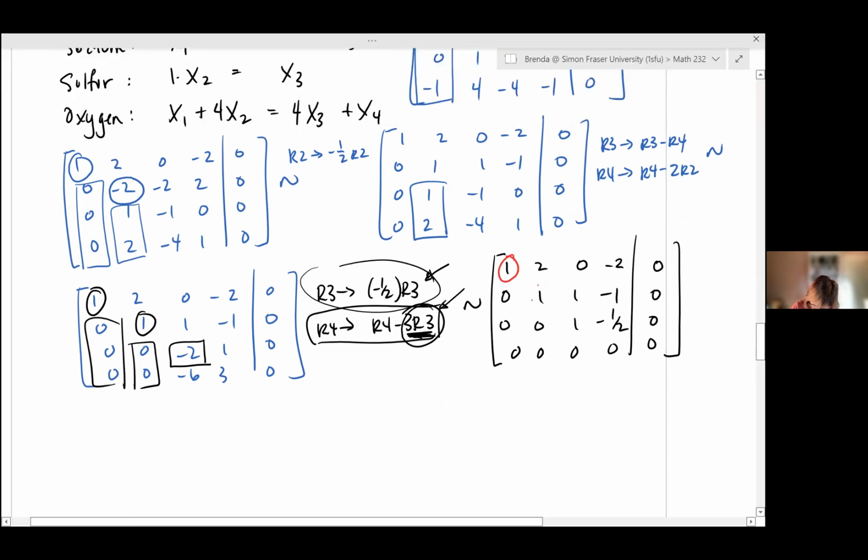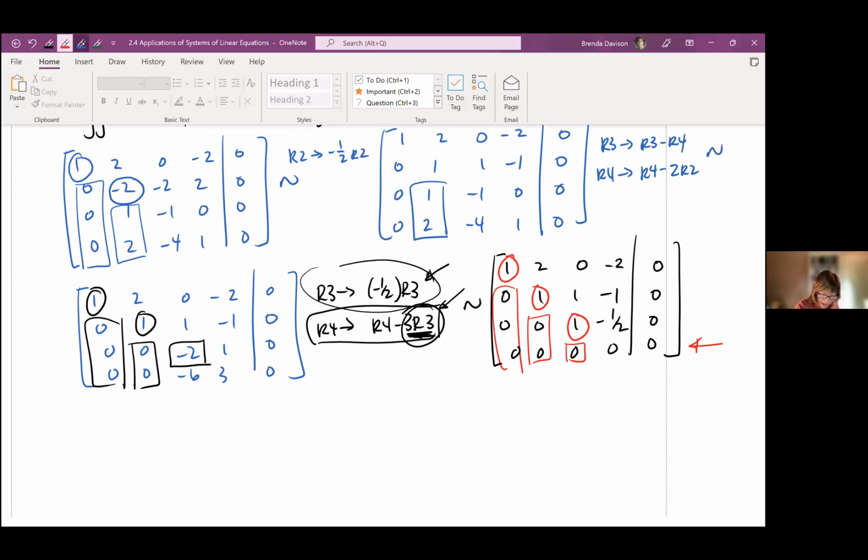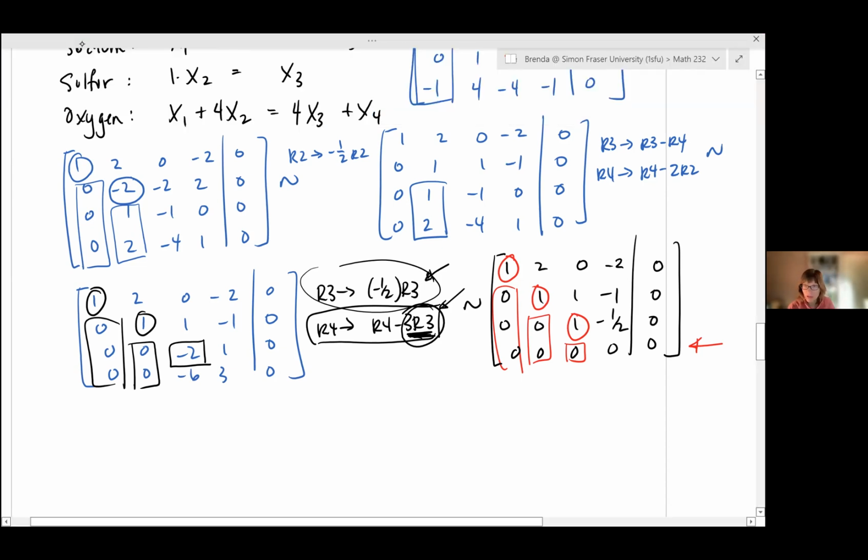So let's look at why I can stop. I've got a leading one in all of the rows, and I've got zeros below the leading ones, and then at the bottom, I've got a row of all zeros. So I have completed the Gaussian elimination. You'll notice I almost never do the Gauss-Jordan elimination. I stop at the end of the Gaussian elimination part of the Gauss-Jordan procedure, and then I simply use back substitution. I find that way faster.